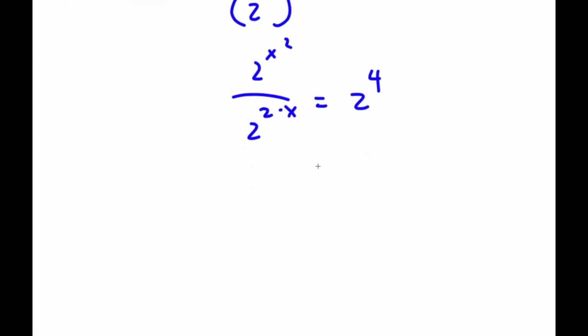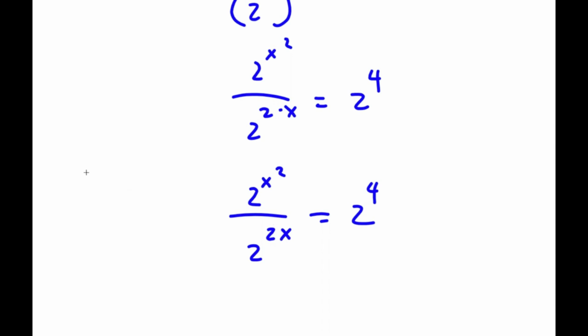And 2 times x is 2x, so now I have 2 to the power of x squared over 2 to the power of 2x is equal to 2 to the power of 4. And now, as you see, all my bases here are 2. So now this actually makes it much easier to solve.